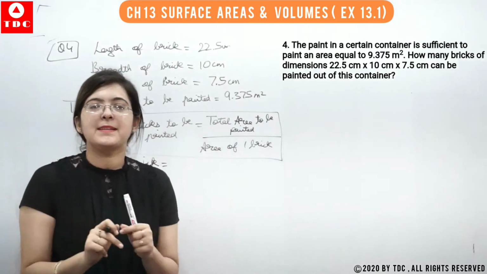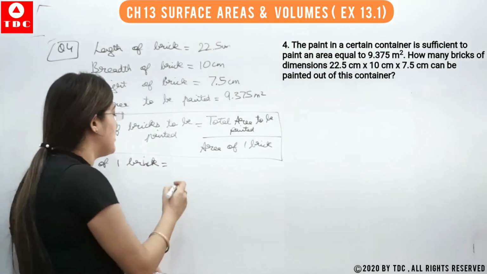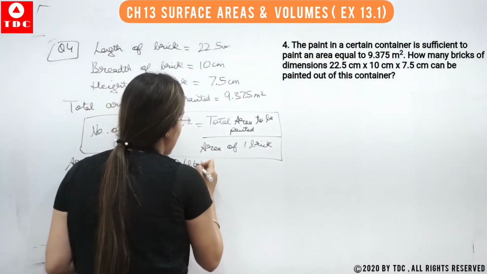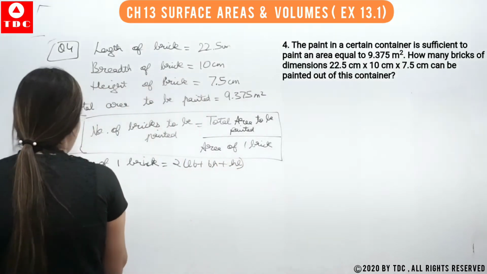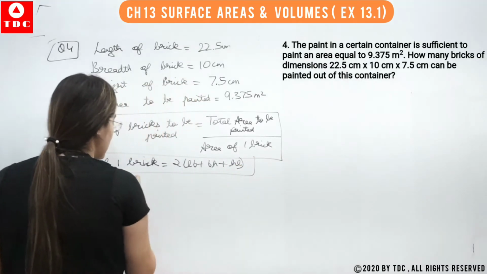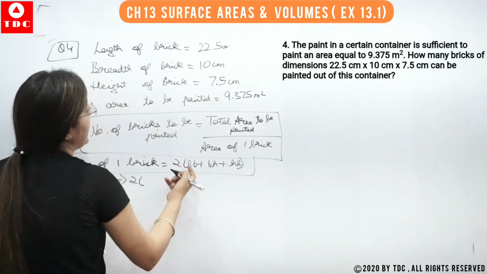Okay, you know the bricks. So what will be the formula we will use? 2(LB + BH + HL). This is the formula we will use here. Let's put the values. What is your length?